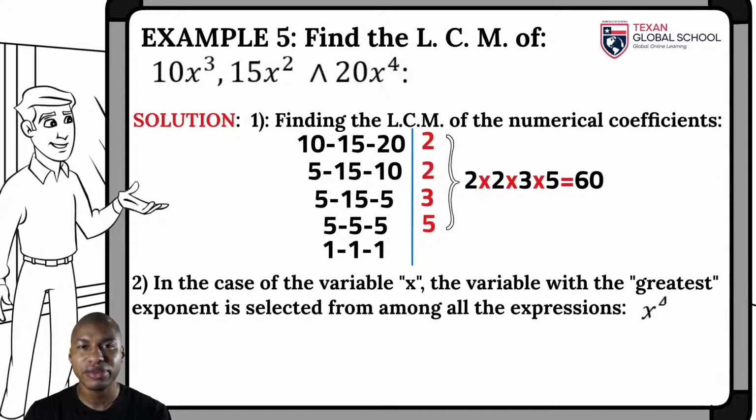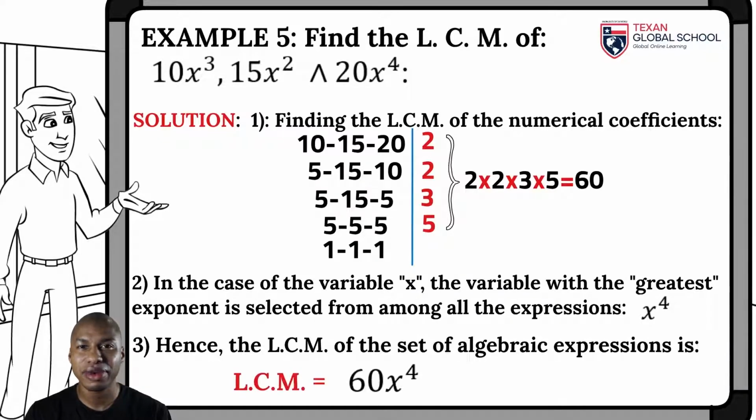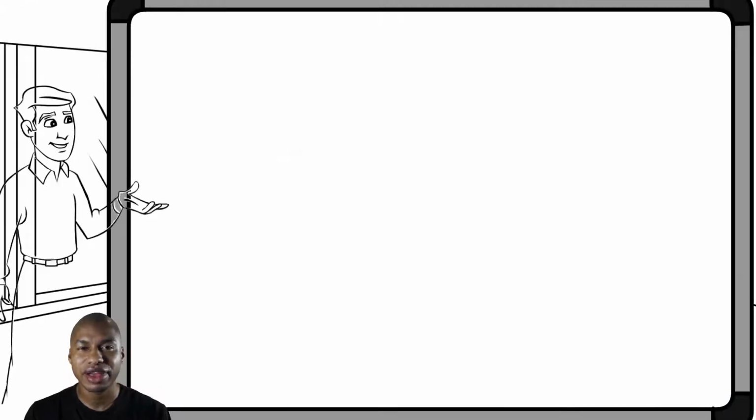In the case of the variables, it will be that with the greatest exponent. In this way, it is x to the fourth. So the least common multiple is 60x to the fourth, since it is the smallest algebraic expression capable of being divided by all the given algebraic expressions.